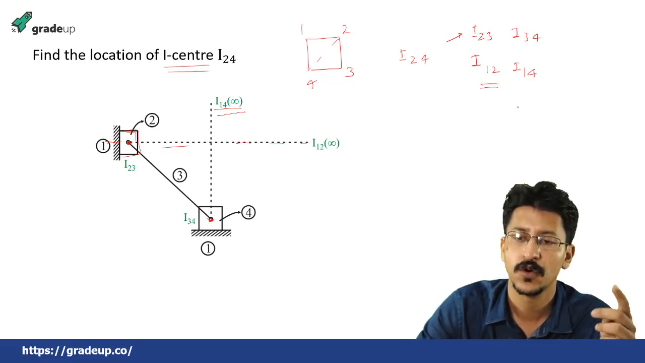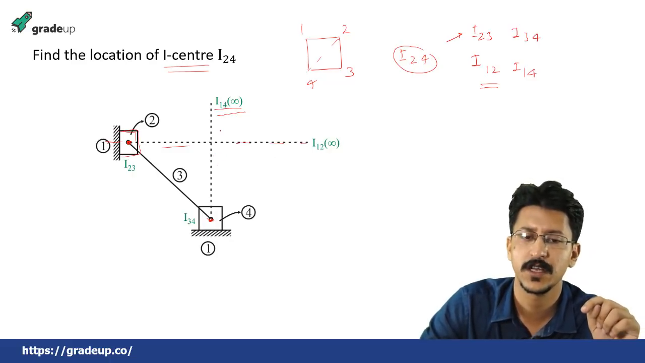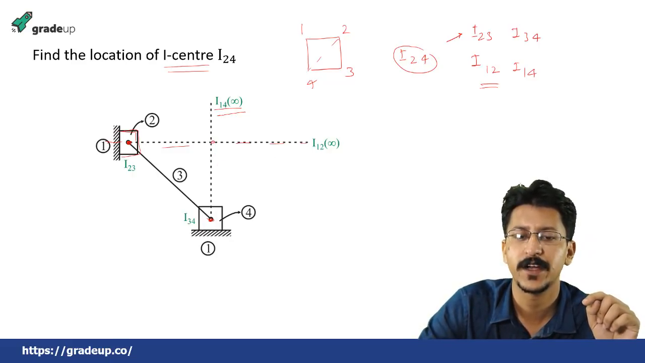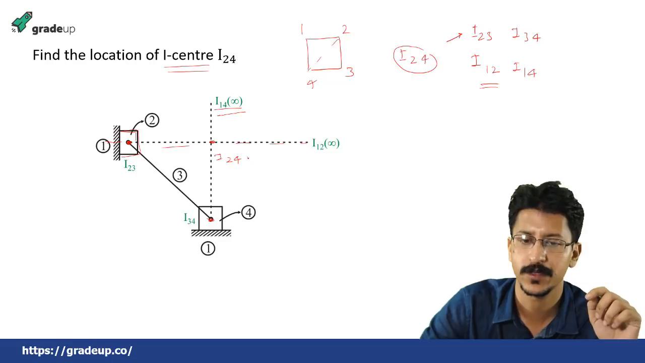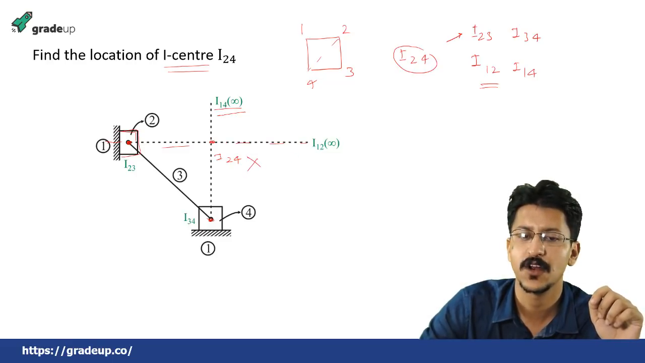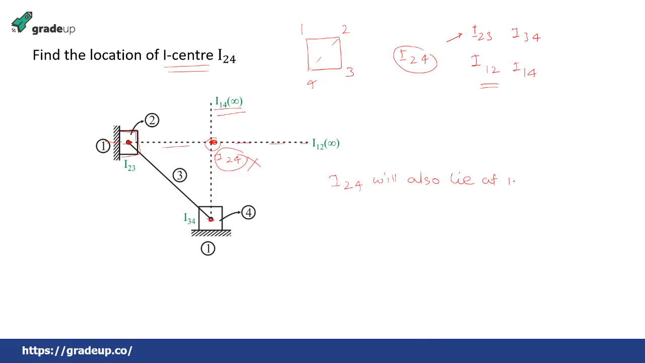The basic misunderstanding which students get, because this is a previous year's question, is that many have marked the answer at this point as I24. What do you feel? Is this the correct answer? No, this is not the correct answer, because these two lines are not meeting here, since these two points are at infinity, so you cannot make a point like this. So I24 will also lie at infinity.